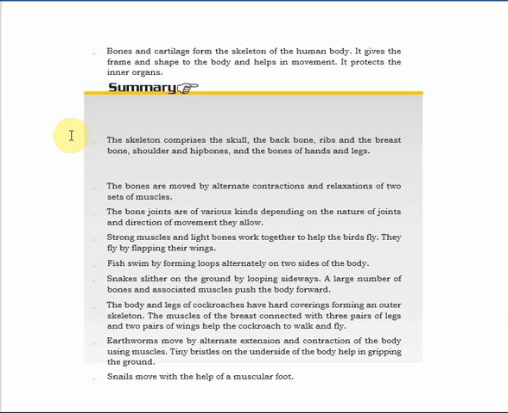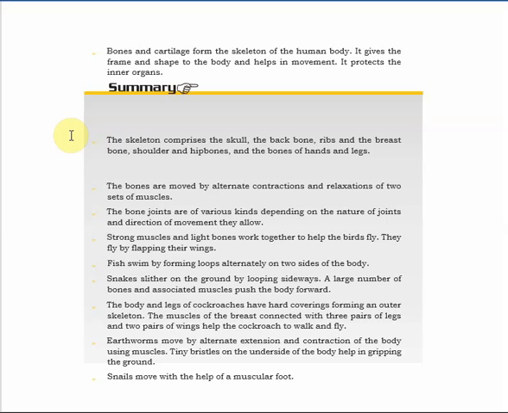Fish swim by forming loops alternately on two sides of the body. One time the right side, then next time the left side, like that they are taking turns and the movement takes place. In the case of snakes, snakes slither on the ground by looping sidewise. A large number of bones with associated muscles push the body forward. It takes the loop and the body movement can take place as it has no legs.